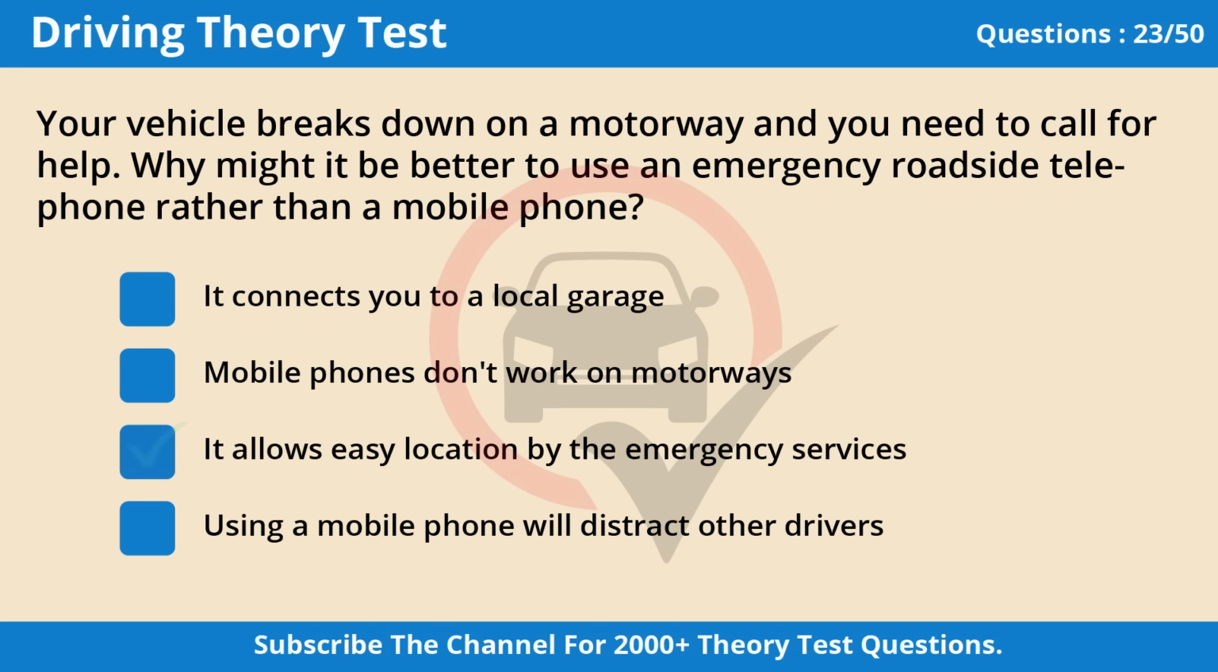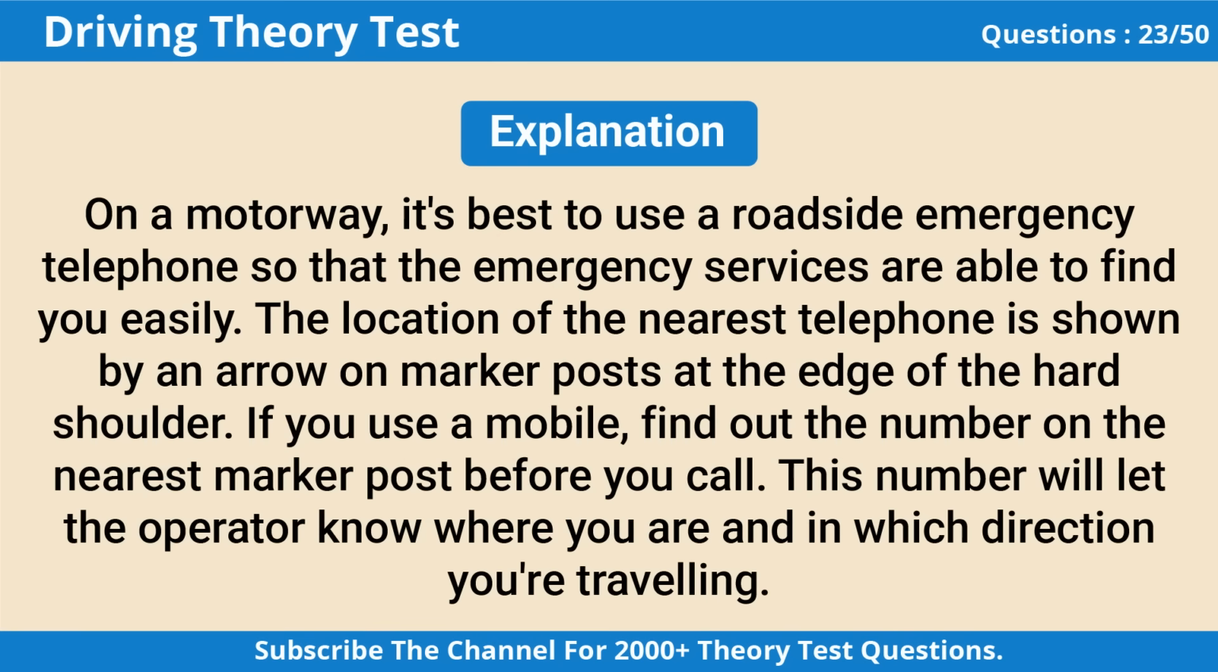C. It allows easy location by the emergency services. On a motorway, it's best to use a roadside emergency telephone so that the emergency services are able to find you easily. The location of the nearest telephone is shown by an arrow on marker posts at the edge of the hard shoulder. If you use a mobile, find out the number on the nearest marker post before you call. This number will let the operator know where you are and in which direction you're traveling.